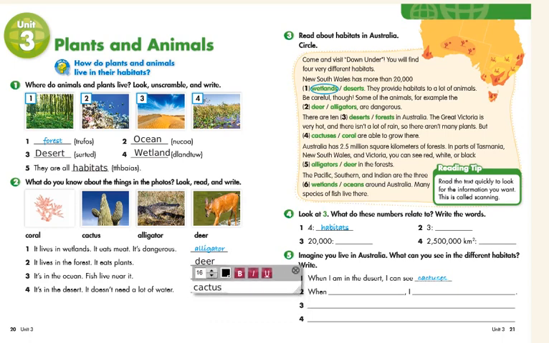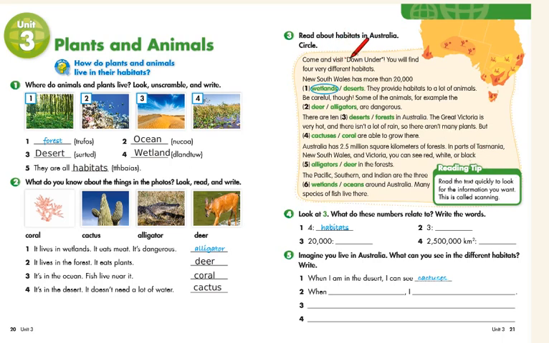Now we have page 20 ready. Let's go to page 21. It says, read about habitats in Australia and circle. And we have a reading tip. It says, read the text quickly to look for the information you want. This is called scanning. Okay, we're going to read.